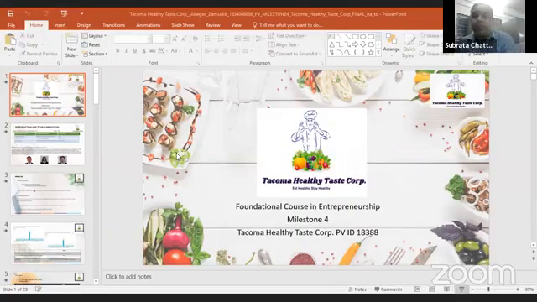Yeah, so this is the company. This is Tacoma Health Test Corporation. This is the name that they have given. And this the students have done in a foundation course of entrepreneurship. And the PV ID, the practice venture ID, is given. As you can see over here, they start with the introduction to the company.